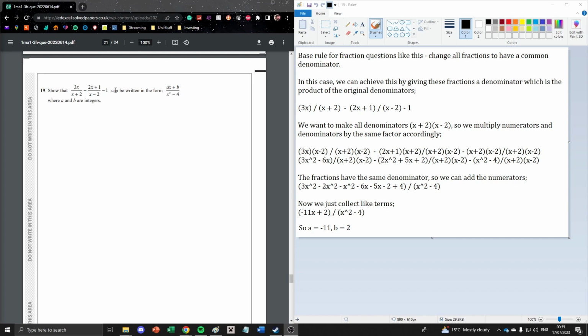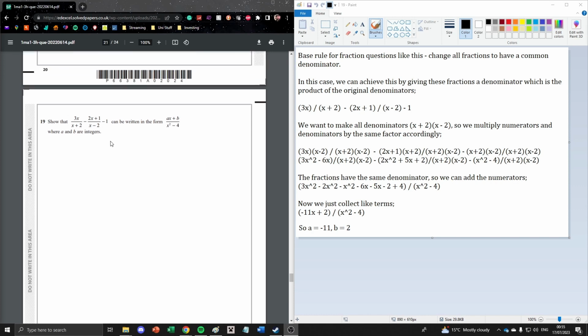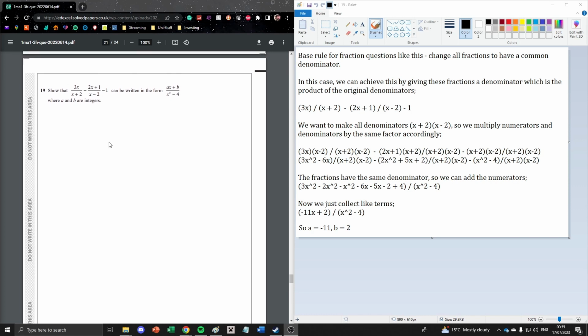So the first thing we want to do to combine these three terms, two fractions and one integer, into one term is get them all to have a common denominator. So we want them all to have this denominator x squared minus 4. Of course, we can change a fraction by multiplying its numerator and denominator by the same thing, which is effectively the same as multiplying it by 1, so we're not changing the value of the fraction. It's the same fraction, just written in a different manner.